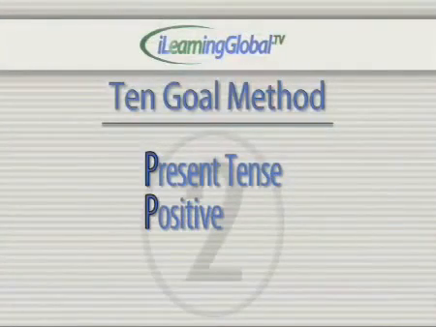We call these the 3 Ps. The first is present tense. Second is positive. You always use positive language because your subconscious mind cannot process a negative. So you say, for example, not I will quit smoking, but I am a non-smoker. Not I will lose weight, but I weigh this number of pounds. Always phrase your goals in the positive tense.